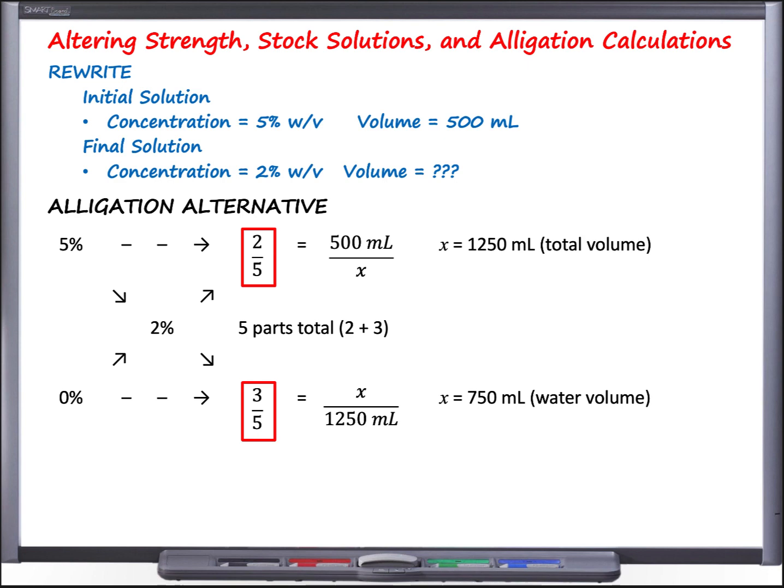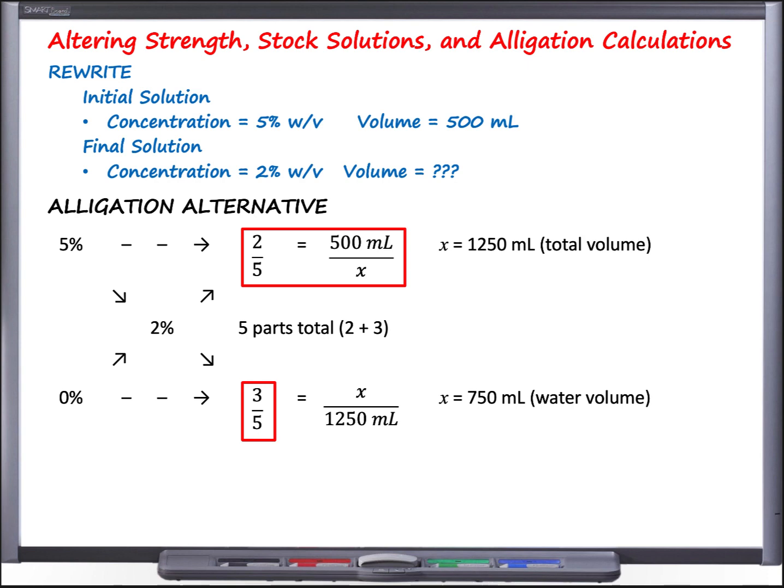Let's start with the 5%. The only other information we were provided in this question was that we are going to be starting with 500 milliliters of that 5% solution. So we can set up our proportion this way, because we know for the 5%, we want 2 parts of the 5% solution out of a total of 5 parts. Let's set that equal to the amount of the 5% that we had to start with, which we were told was 500 milliliters, over X.